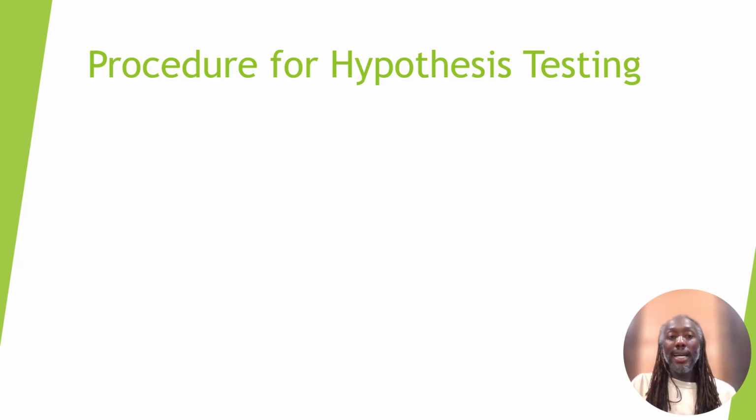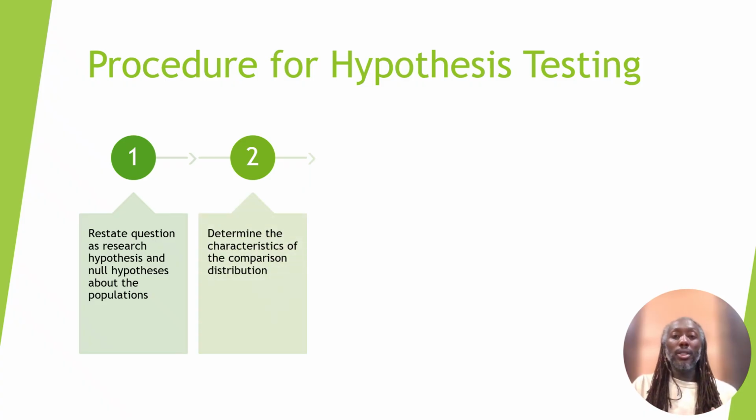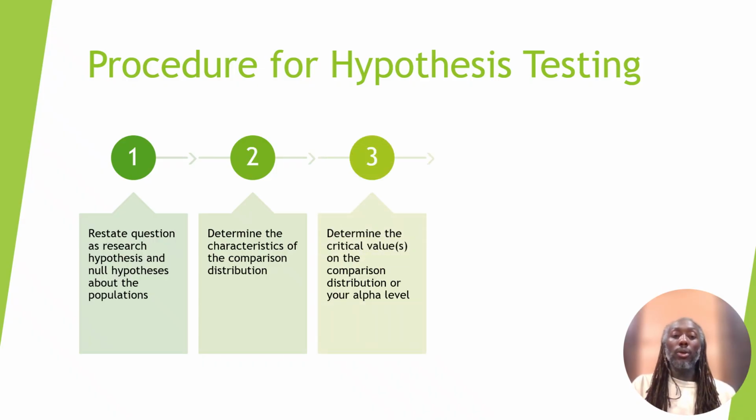You may remember from the last lecture that the formal procedure for hypothesis testing has 5 steps. We're going to walk through all of those steps here, but I just want to remind you of what those steps are. First, we're going to restate our question as a pair of hypotheses, the research hypothesis and the null hypothesis. After we do that, we're going to determine the characteristics of the comparison distribution. What are we actually comparing our sample to? And then after that, we'll determine the critical values for that comparison distribution.